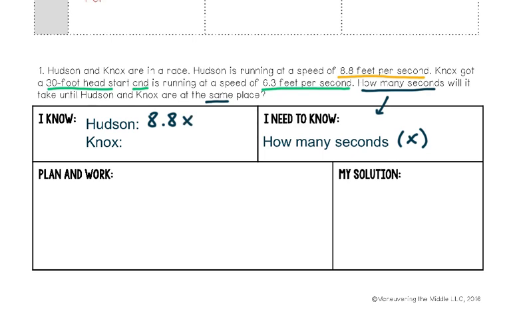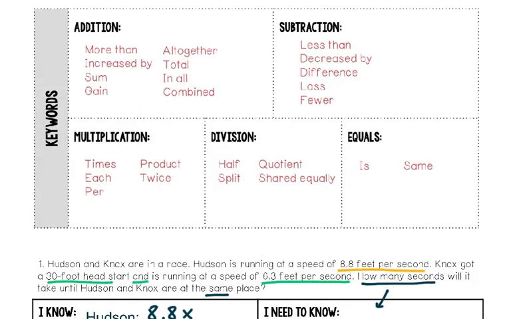Knox has the same thing with the feet per second, but he has something extra in his. He starts at 30. So let's go ahead and start by writing 30. Then you see the word and. And is a clue word for one of these operations. Can you guess which operation and is a clue word for? And is a clue word for addition. It lets you know that there's something plus something else.